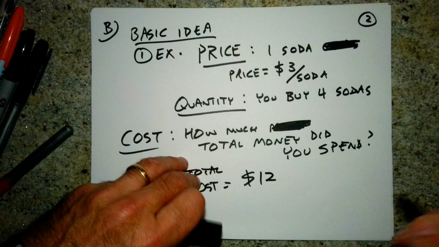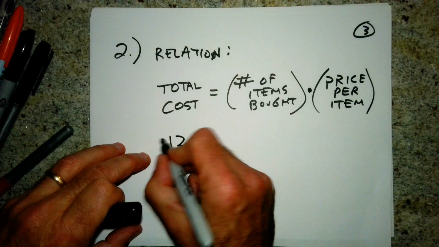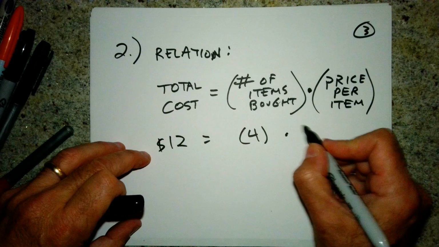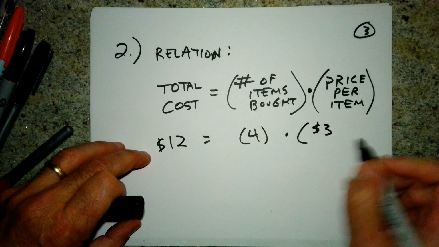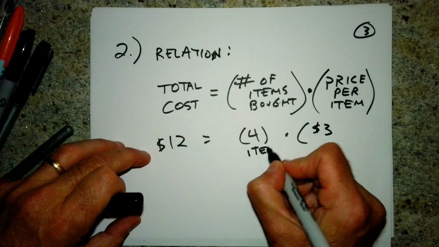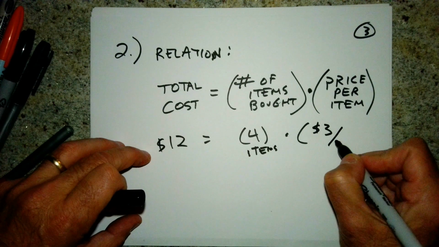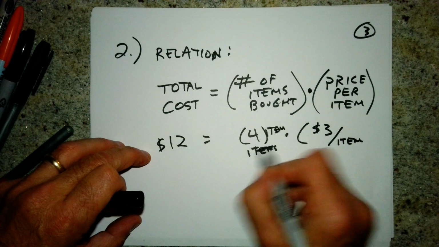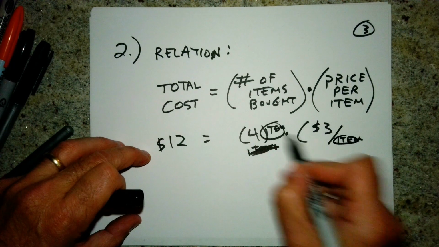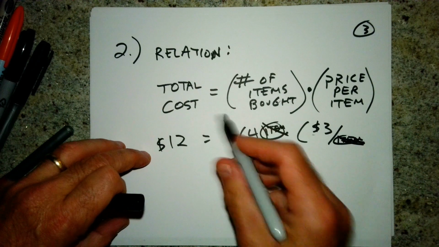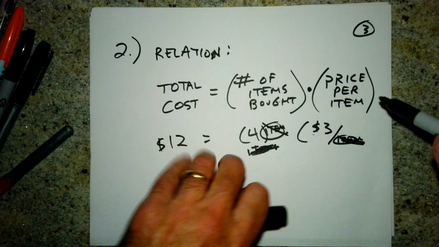is $12. Okay, let's write down the idea behind what you did. We said the $12 total cost was the number of items bought, which was 4, times the price per item, which is $3. So this is $12. And you bought 4 items, and the price is $3 per item. And maybe if I write the word item here, make this clear. Item on the top here, item on the bottom here, multiply, divide, go away, and you just wind up with dollars. So 4 times $3, you get $12. It all makes sense. Total cost, number of items bought, times the price per item.